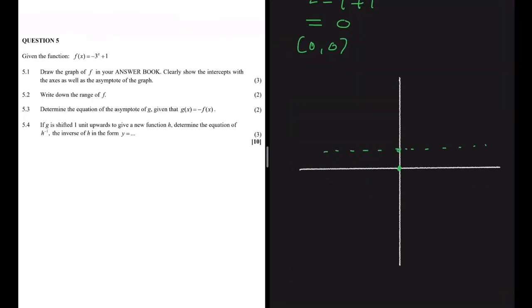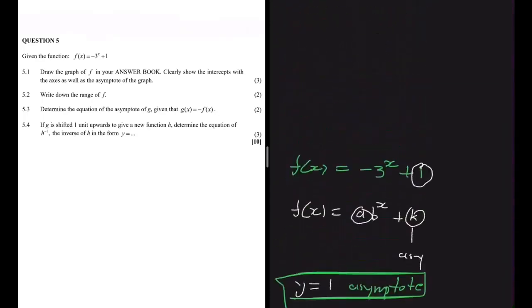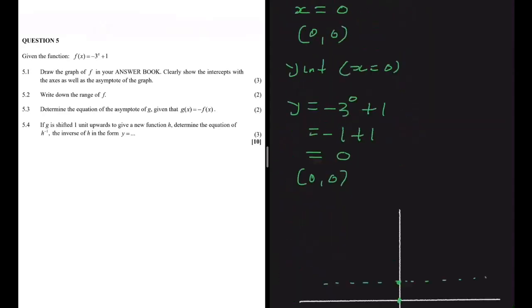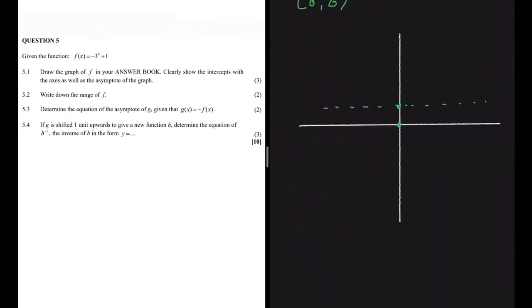Like I've already said, from this general formula here, if a is less than 0, our graph will be below the asymptote, and if it is greater than 0, it will be above. Since here we have f of x equals minus 3 to the power x plus 1, our graph should be below that line. So here we're going to get something like this. We shall go through the intercepts, right? So there goes our graph f of x. That's essentially how we answer those kinds of problems.